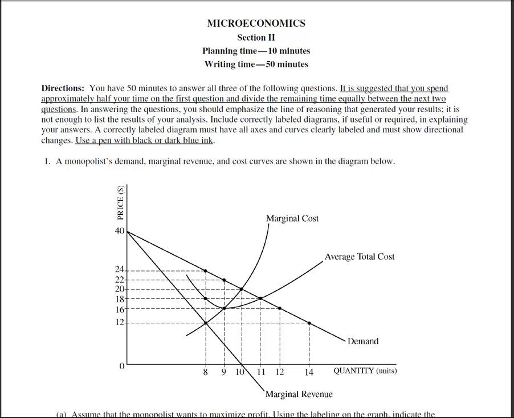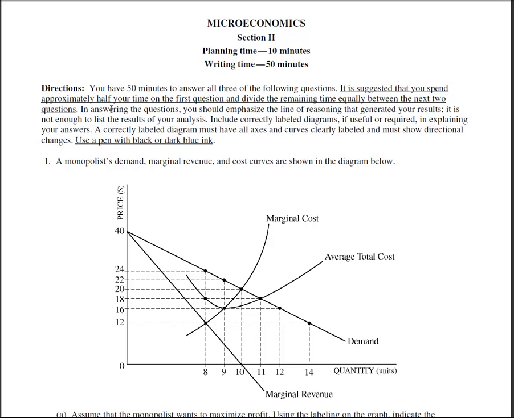Hello, I'd like to run through several problems with you. This is from the AP Advanced Placement Microeconomics exam from 2011. And notice in this question, you have 50 minutes to answer all three of the following questions. We're going to just do one of the questions right now just for time.